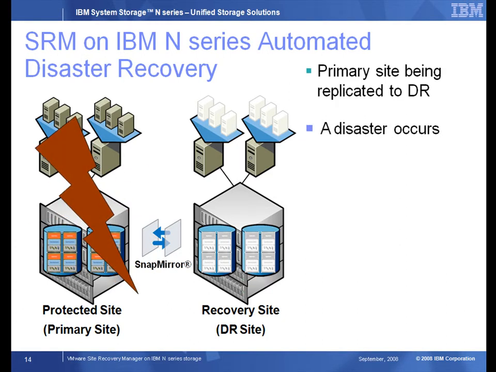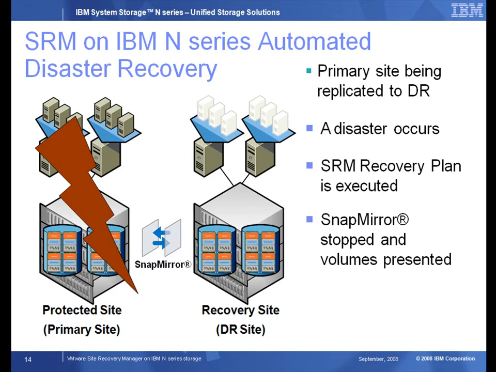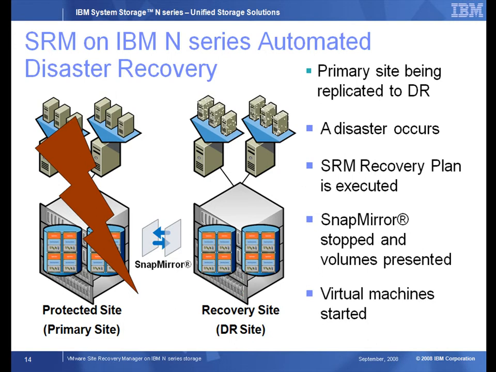In the event of a real disaster, FlexClone technology is not used. Instead, when a disaster occurs and the SRM recovery plan is executed, SnapMirror replication is stopped and the volumes at the DR site are made writable. The virtual machines are activated using the configuration files and virtual disks that were replicated from the primary site.